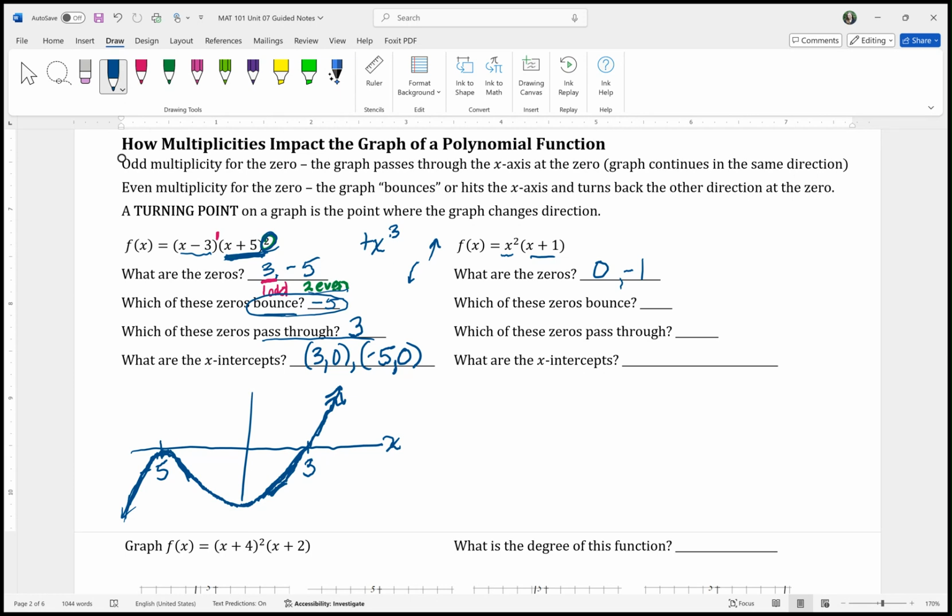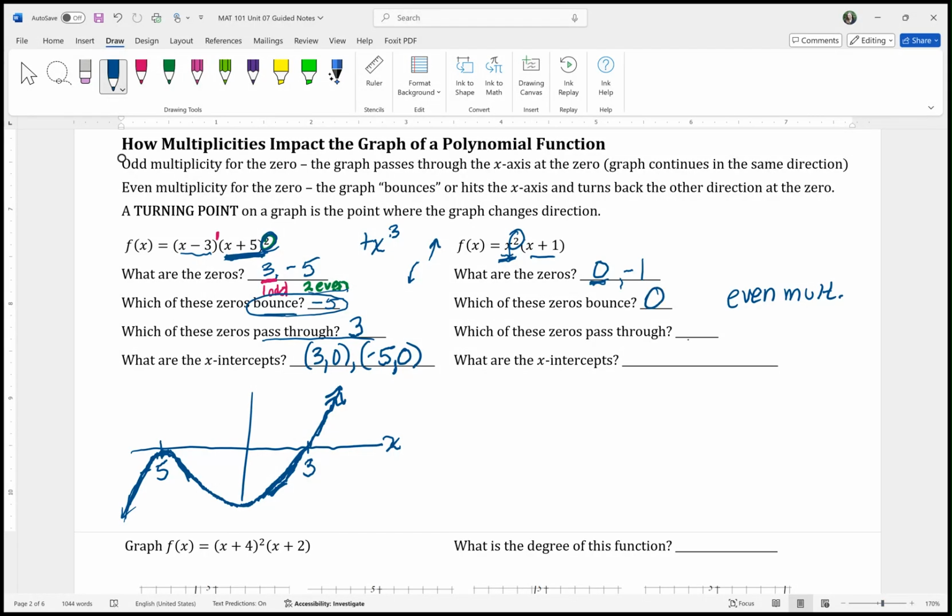Which of these bounce? It bounces if it is an even degree, even multiplicity, even exponent. So look at your even exponent. It's going to be the 2. What 0 came from that? The 0 came from that. So it's going to bounce at 0.